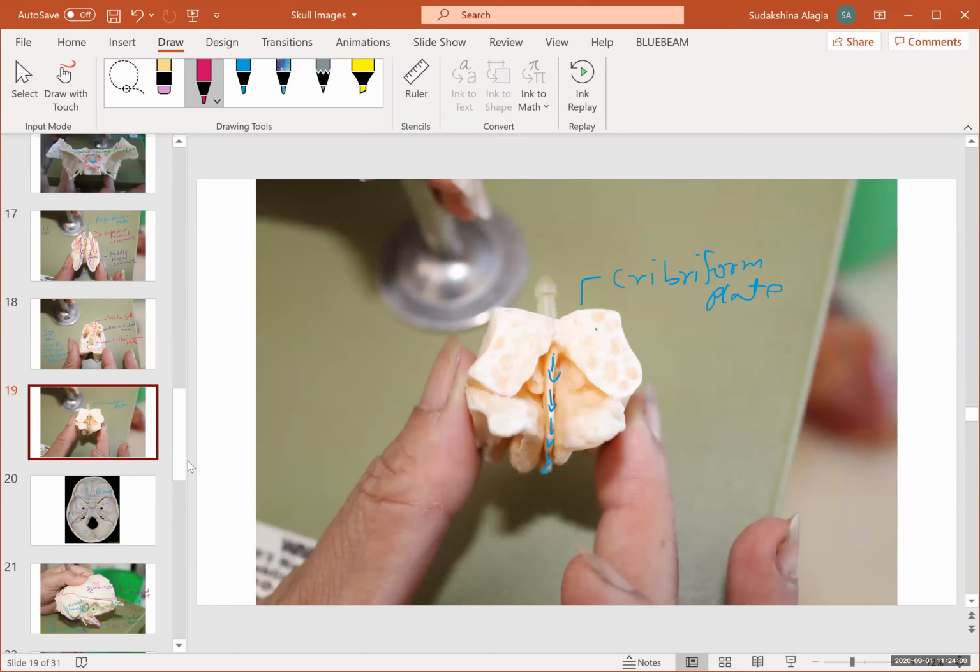Posterior view, again, you can see the perpendicular plate. You can see the middle nasal concha. And the other side we don't see, but here you can see, at least on the left, the superior nasal concha, not K. So you see the cribriform plate, perpendicular plate, middle nasal concha, and superior nasal concha. The other side is a bit hidden. It's right there.